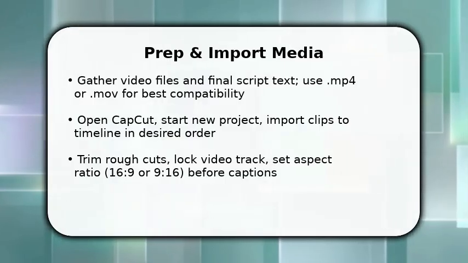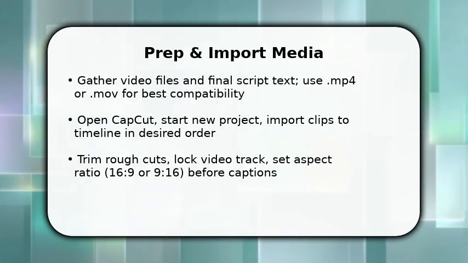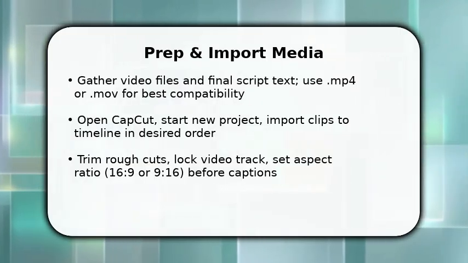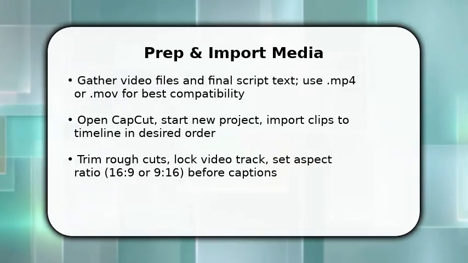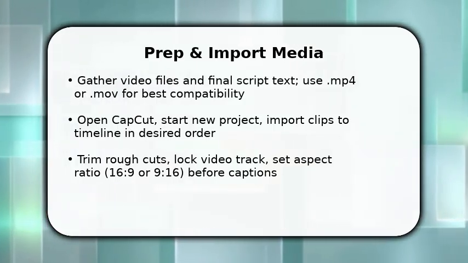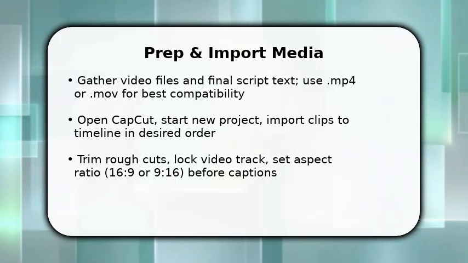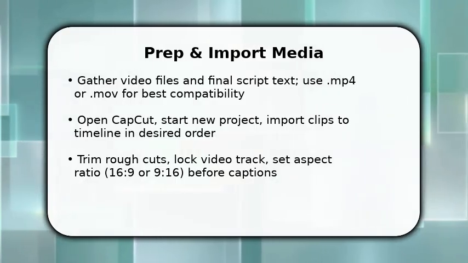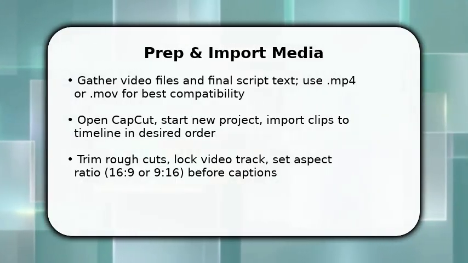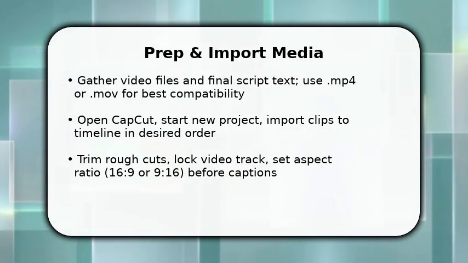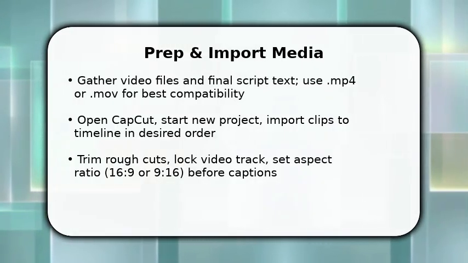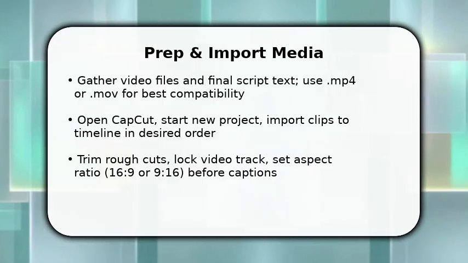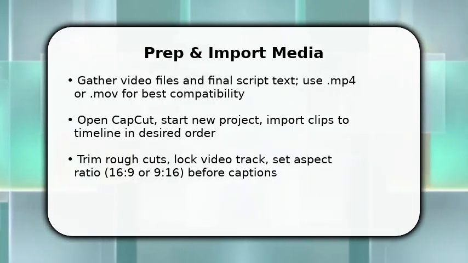You start by preparing the assets and taking the first steps in CapCut. Import your video clips and the transcript, then place clips on the timeline in order. Once done, trim rough spots and lock the main video track so captions won't shift. Make sure your project aspect ratio is set to 16:9 for YouTube or 9:16 for Reels, so text size scales correctly. Now you're ready to generate captions from your transcript or record voice for auto-sync.